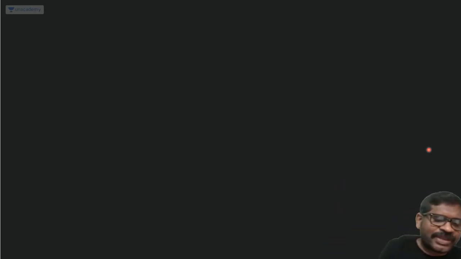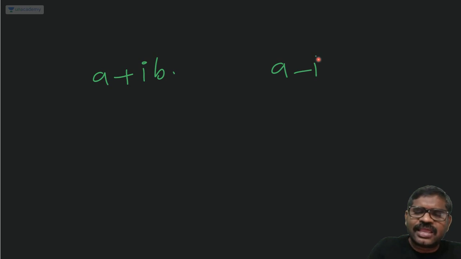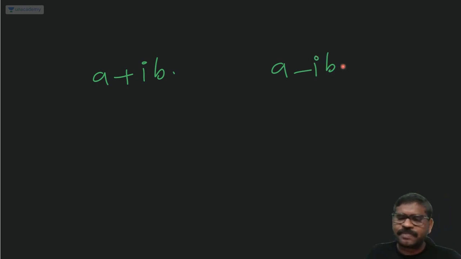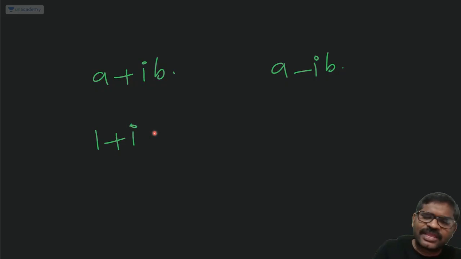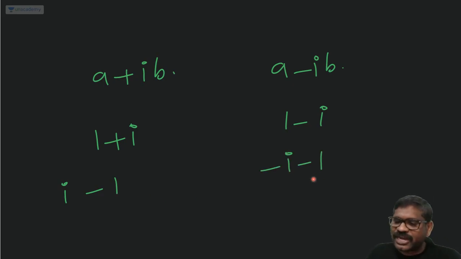For example, a complex number a plus ib. What is the conjugate of a plus ib? a minus ib. What is the conjugate of 1 plus i? 1 minus i. What is the conjugate of i minus 1? Don't say i plus 1, or minus i minus 1 incorrectly. You have to change the sign only for the imaginary part, not for the real part. The conjugate of i minus 1 is minus i minus 1.